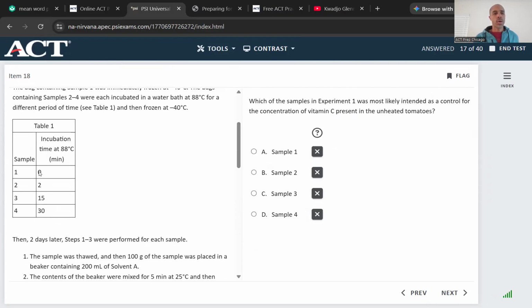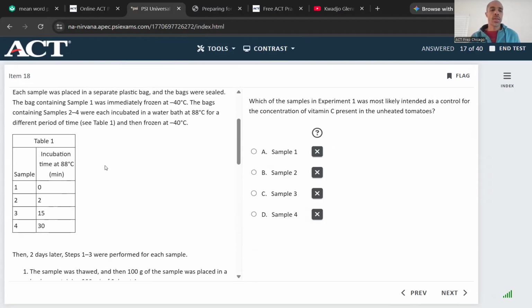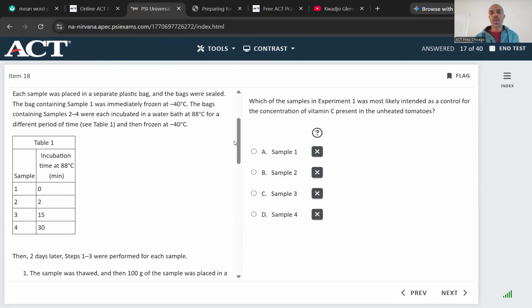It has to be sample one because the incubation time was 0. It was not incubated. So we want to compare the incubation times to ones that were not. So it's a control for the concentration of vitamin C present in the unheated tomatoes. These also would be unheated because they weren't incubated at a certain temperature, right? Which means they're kind of warmed, right?